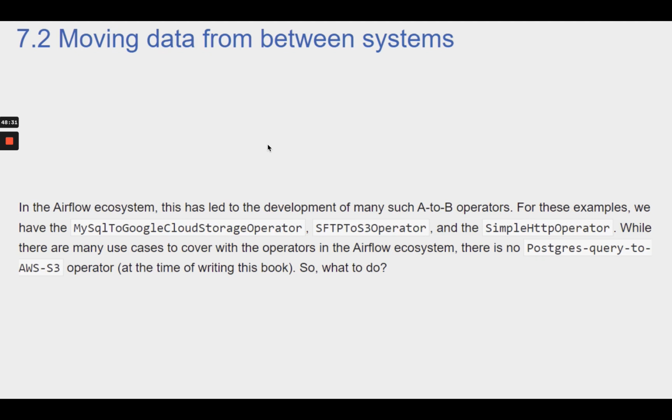In the Airflow ecosystem, this has led to the development of many such A to B operators. For these examples, we have the MySQL to Google Cloud Storage operator, SFTP to S3 operator, and the simple HTTP operator. While there are many use cases to cover with the operators in the Airflow ecosystem, there is no Postgres query to AWS S3 operator at the time of writing this book. So, what to do?